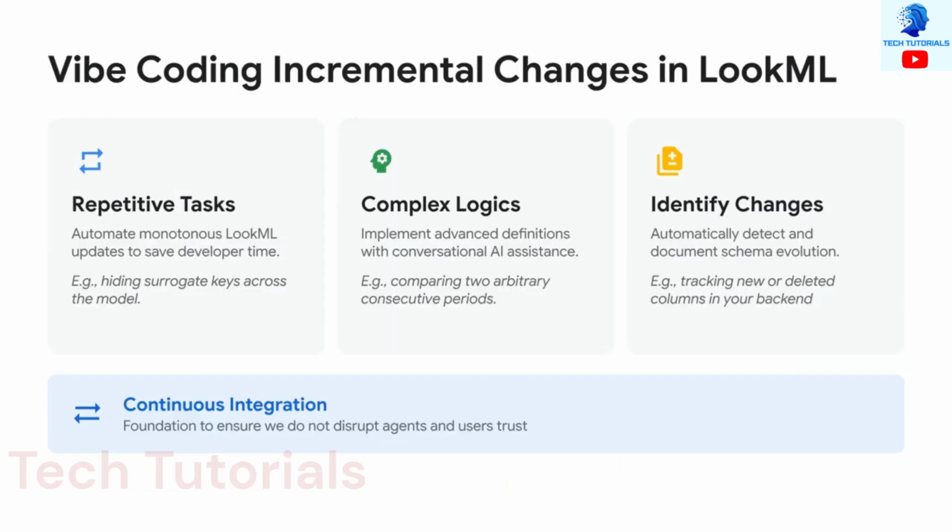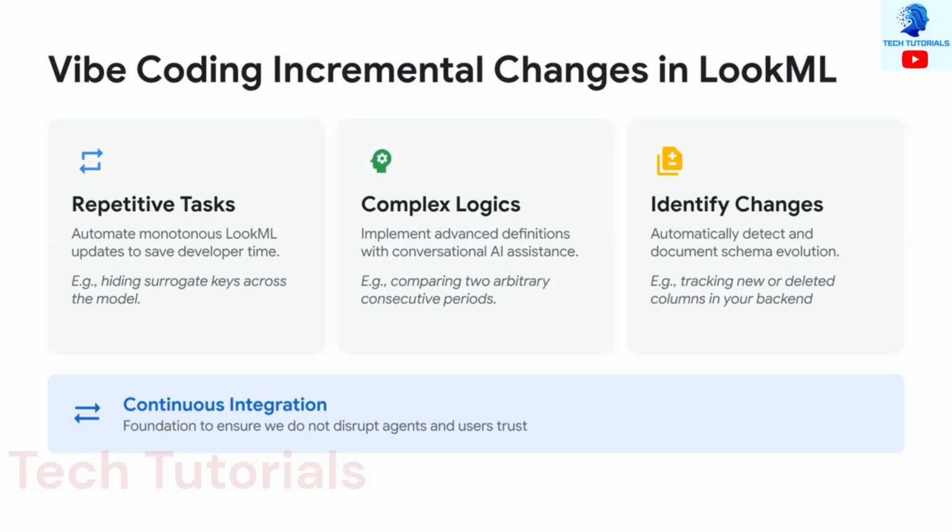In a previous video, we looked at the foundation, building a new model from scratch. Today, we're going to show you how to accelerate 3 of the most common and often time-consuming evolution use cases. First, automating bulk updates, like hiding specific columns across the model. Second, rapidly translating stakeholder requirements into LookML. And third, reflecting back-end schema changes in your semantic layer instantly. We'll tackle these using Gemini and the new Looker VS Code extension.